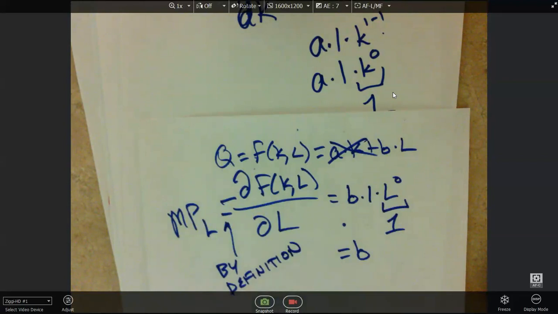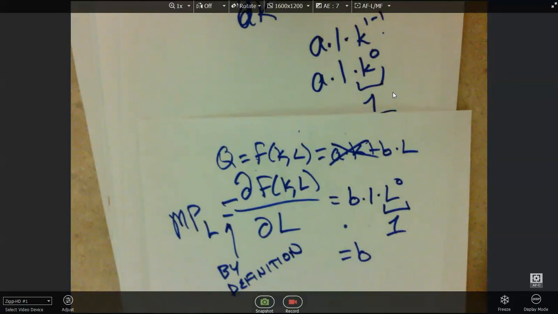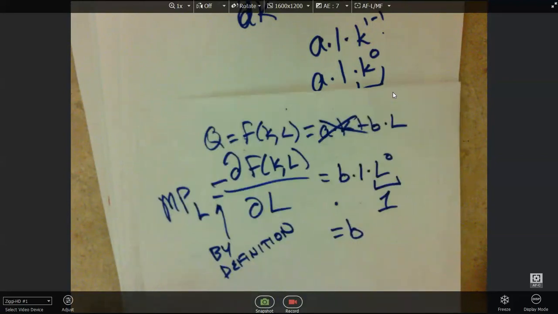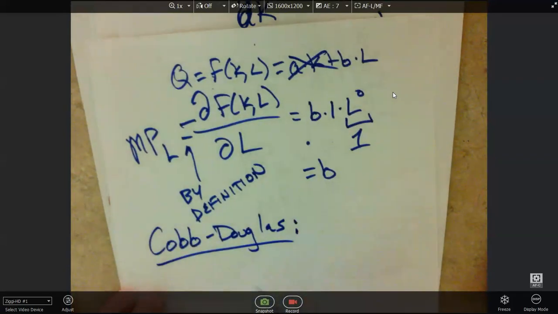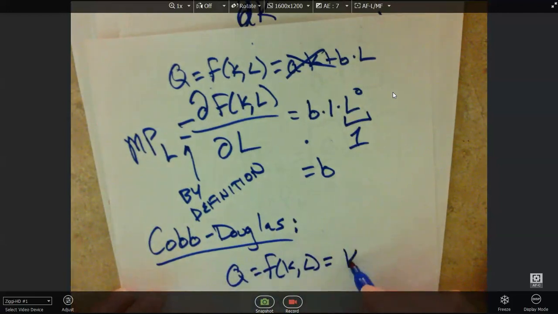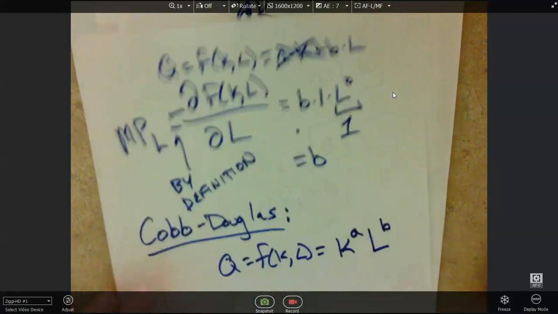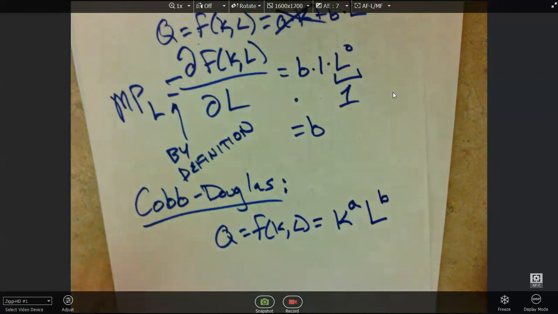All right, so now let's do the hard one. Let's do the Cobb-Douglas. So we need to find out the marginal product of labor and capital for the Cobb-Douglas function. So remember, this one is Q equals F of K and L equals K to the A times L to the B. And so now it's going to be more difficult when we're taking that partial derivative.